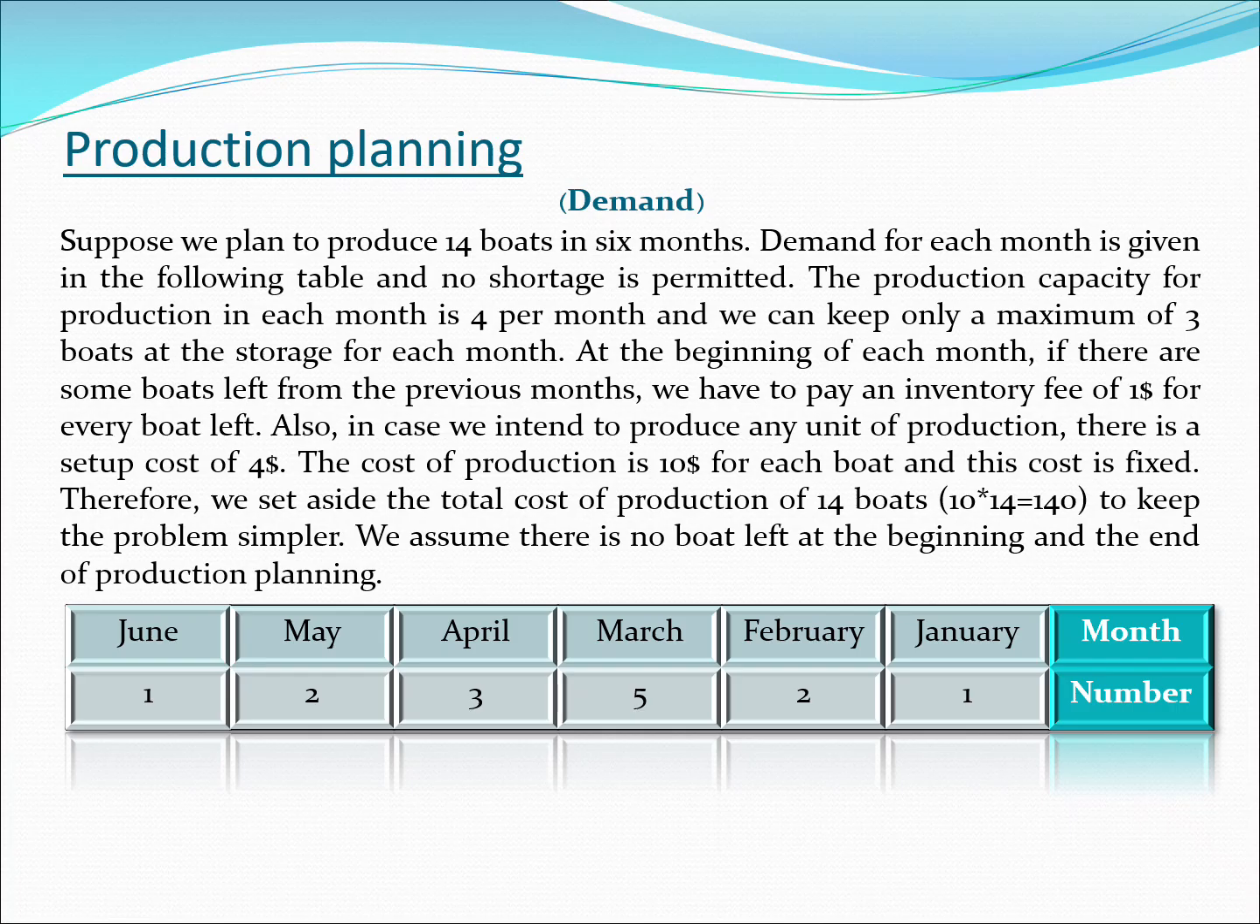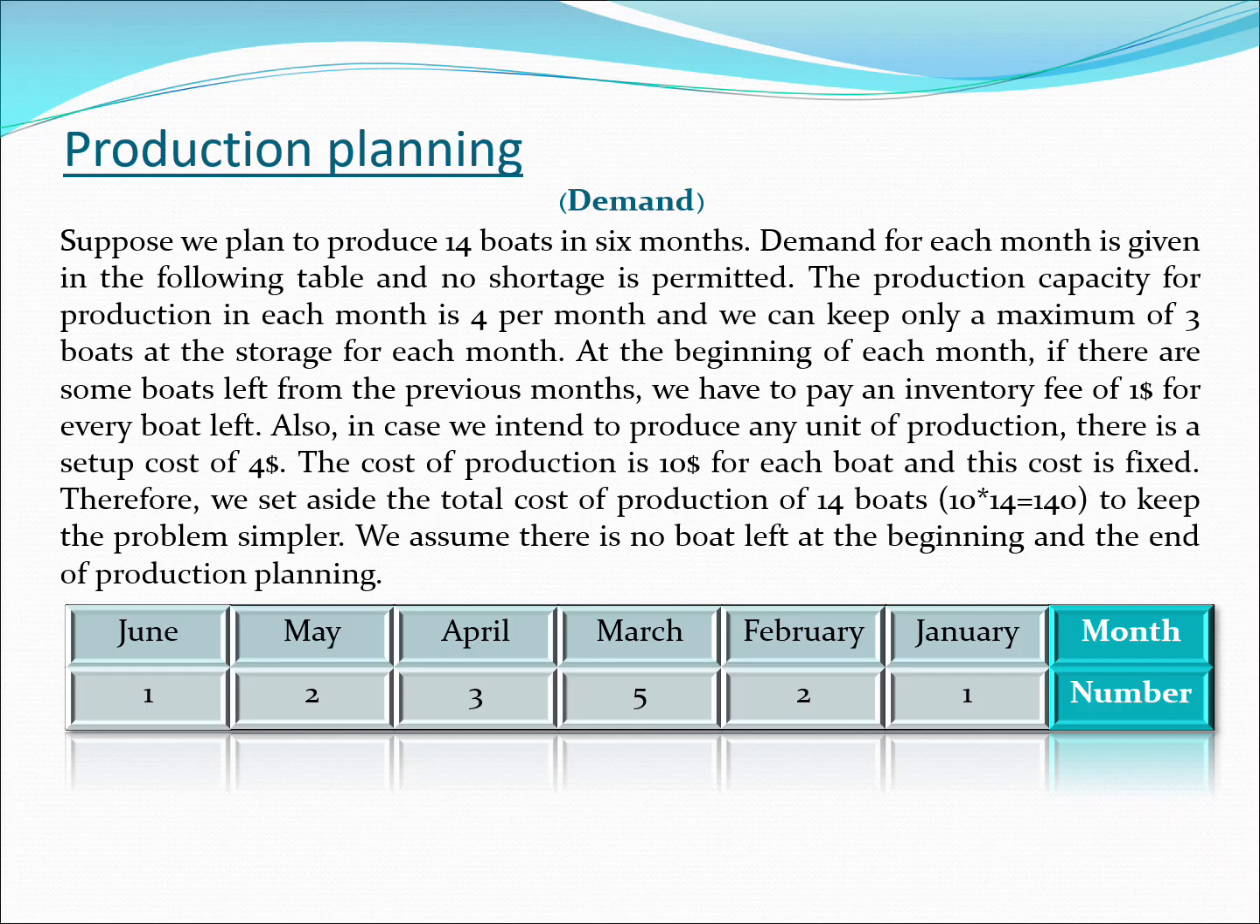Suppose we plan to produce 14 boats in 6 months. Demand for each month is given in the following table, and no shortage is permitted. The production capacity in each month is 4 per month, and we can keep only a maximum of 3 boats in storage each month.